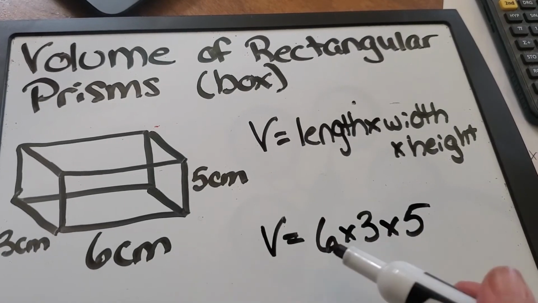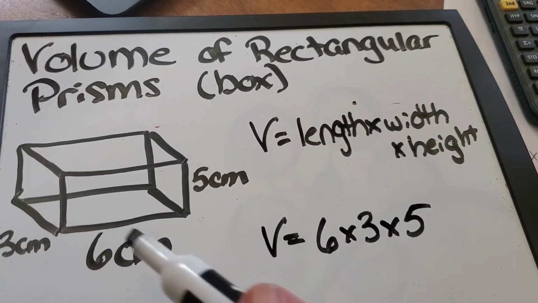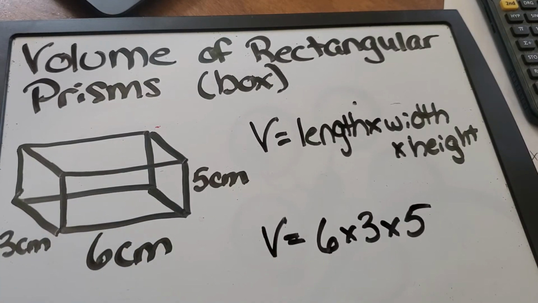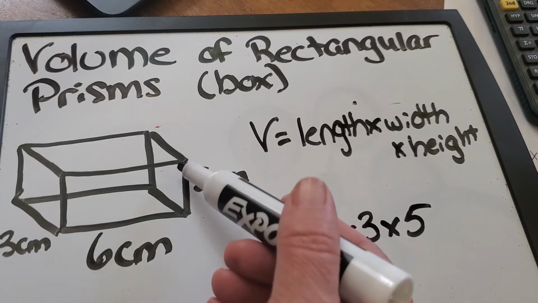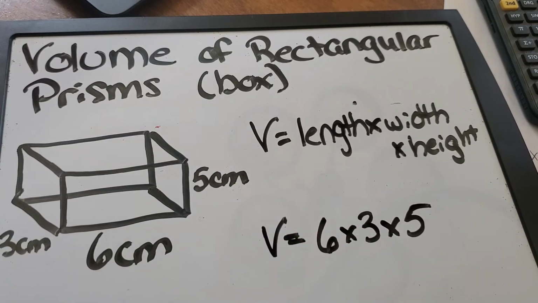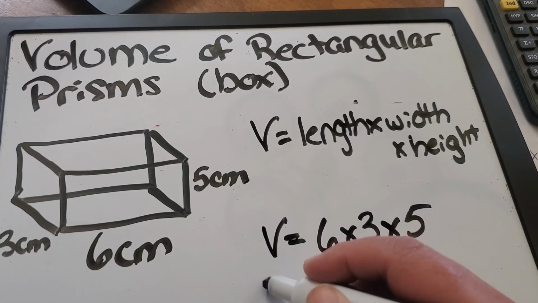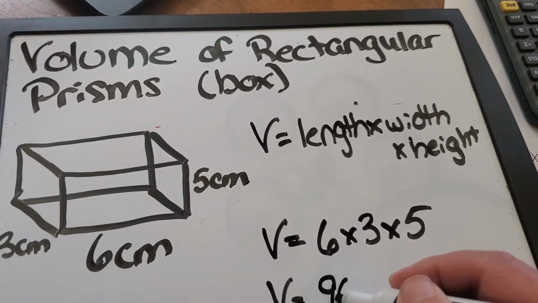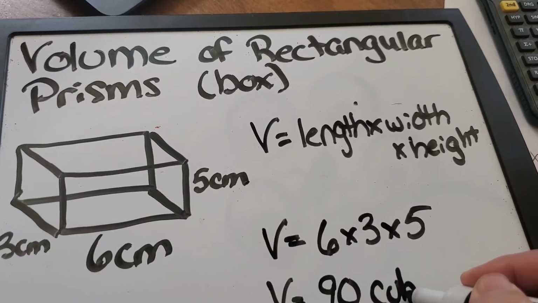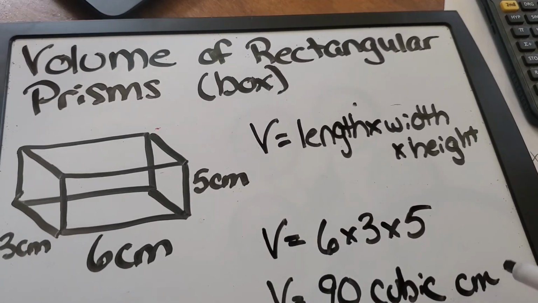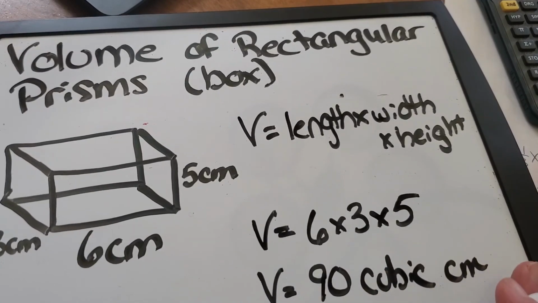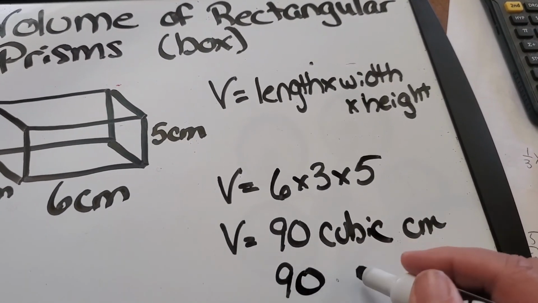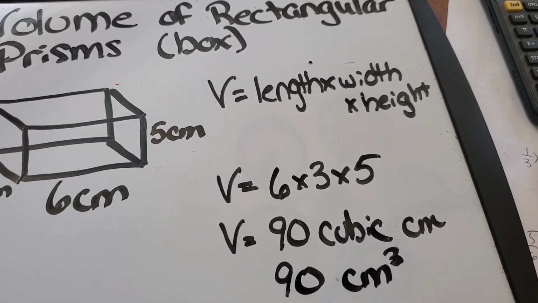Now realize that 6 times 3, that's 18, that's how many cubic centimeters would fit on the bottom of the box. And then we multiply it by 5 because I could get 5 layers of 18 cubes in there. 6 times 3 is 18. 18 times 5 is 90. I could get 90 cubic centimeters in that box, or 90 centimeters cubed.